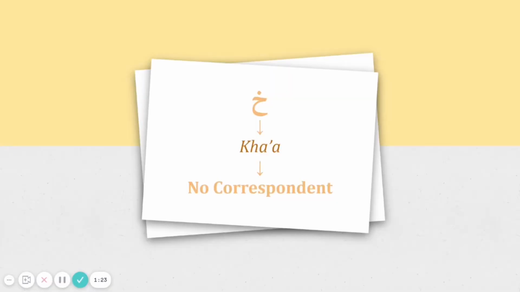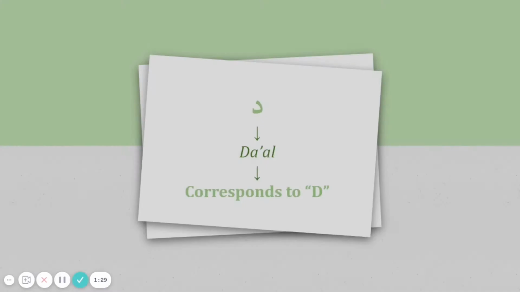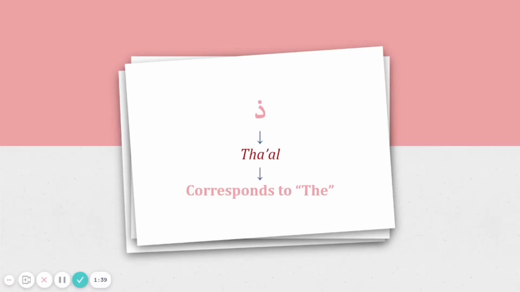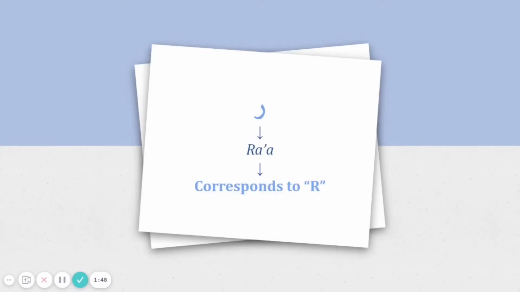Kha, this letter also does not have a correspondent in English. Dal, corresponding to the letter D. Dhal, which corresponds to the th in English. Ra, corresponding to the letter R.